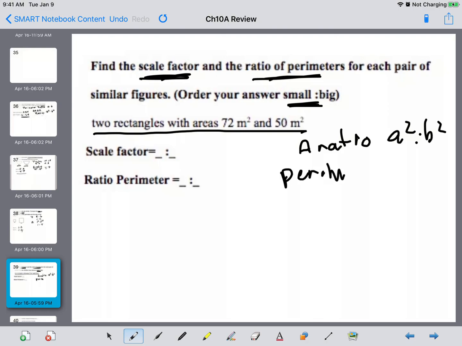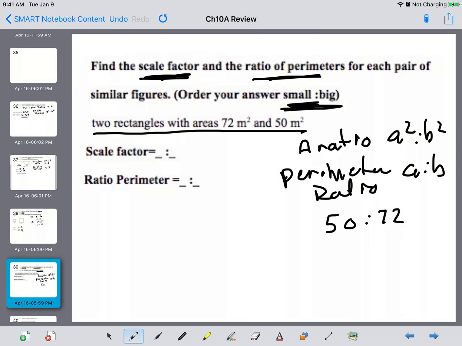Perimeter ratio is A to B. So I have been provided an area ratio, and they asked me to do it small to big. So 50 to 72. This is an area ratio. Now, I'm going to reduce this area ratio. This is 25 to 36. This is reduced. This is not my answer. Keep in mind, this is not my answer. I have to go for perimeter ratio.